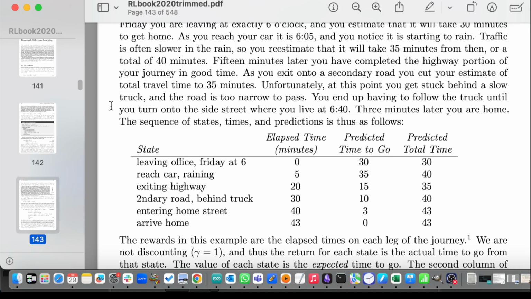So of course, at the moment you're about to pull into your house, you're pretty confident it's going to take you like 0 minutes to get home, and so you have a very accurate estimate near the end. At the beginning, you have a less accurate estimate. So you predict 30 minutes, and it actually took you 43 minutes, and so it's sort of the closer you are to the end state, the more accurate you are. But you do have this idea of a prediction at any given time.